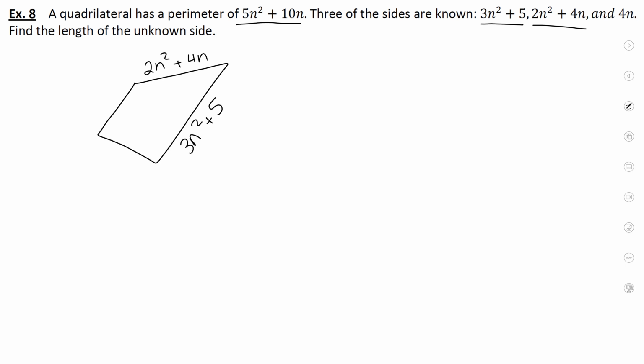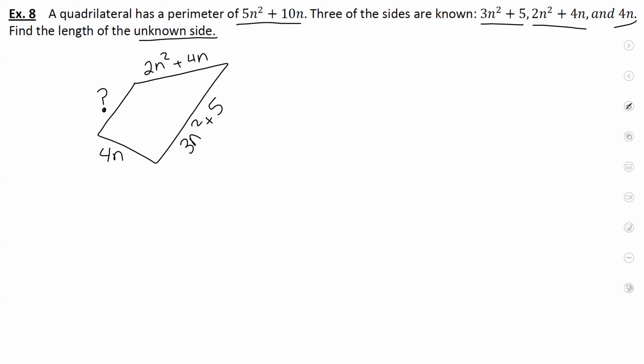And this is the third side, 4n. It says find the length of the unknown side. So I don't know what this side is. I need to figure that out. That's what the setup is. It helps to draw a picture so you can visualize what they're asking.